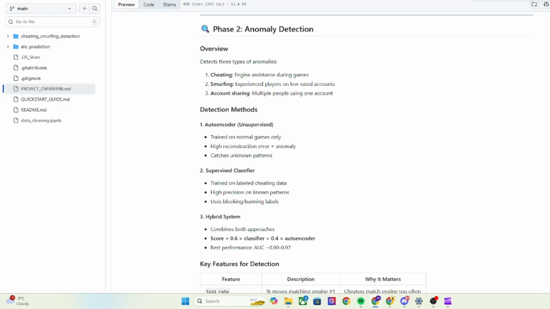For phase 2, we're doing anomaly detection, implementing an autoencoder, an unsupervised neural network that reconstructs normal human play patterns. With our autoencoder, a high reconstruction error means a suspicious game. The second thing we implemented is a cheating classifier, a supervised model using labeled Kaggle cheating data. And lastly, we implemented a combined detector, a weighted score using results from both the autoencoder and the classifier. Out of the three, the combined detector gives us the strongest detection power.